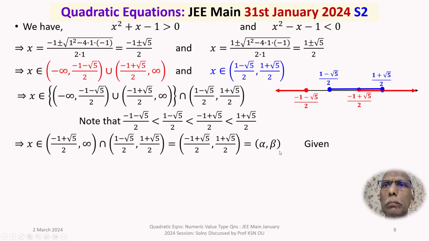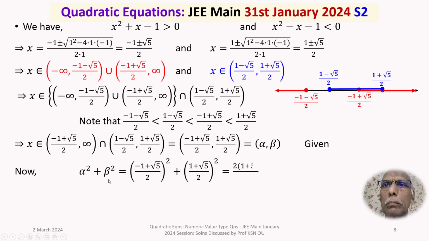This is given to be (alpha, beta), where alpha is (minus 1 plus root 5)/2, beta is (1 plus root 5)/2. So we are required to find 12 times alpha square plus beta square. First we compute alpha square plus beta square. And this is 2 into (a square plus b square), 2 into ((minus 1 plus root 5)/2) whole square plus ((1 plus root 5)/2) whole square, that is 4. So this is equal to 3.